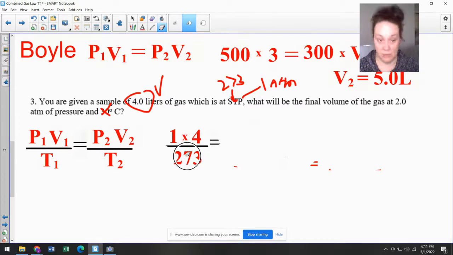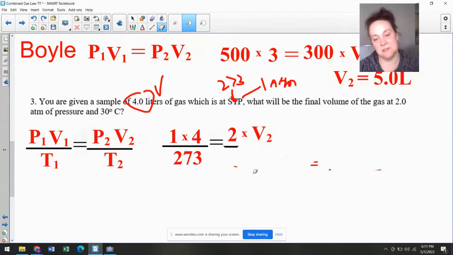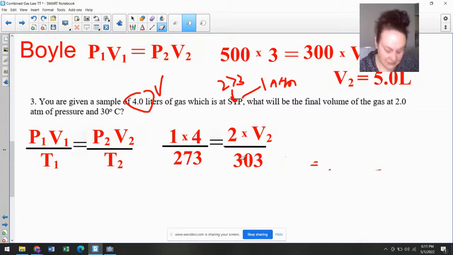My final pressure, we said, is 2 atmospheres. The final volume is the question. And then I don't like this number, 30 degrees Celsius. So I'm going to add 273, and that's 303. Go ahead and cross multiply. Give me an answer after you divide to solve for X. And then give me a unit on that final answer.